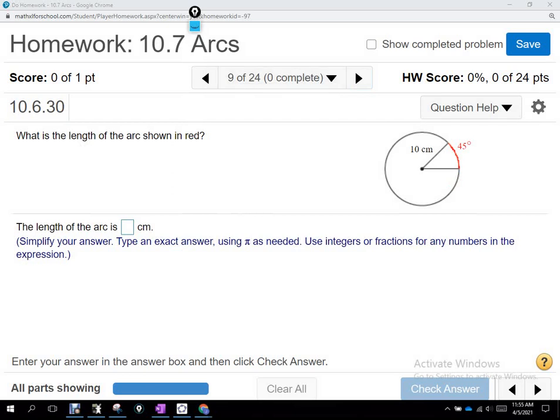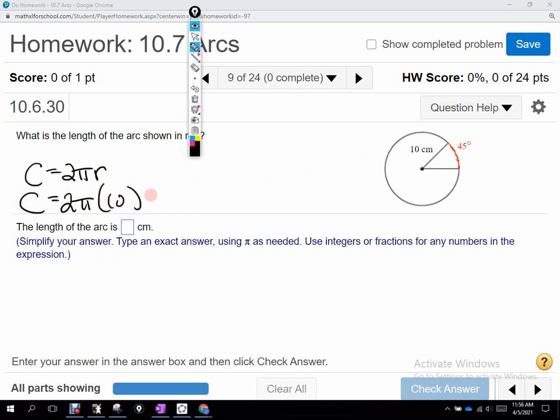What's the formula for finding the arc length? Okay, I need to know. So if I went all the way around, the circumference would be 2 pi r, right? So circumference would be 2 pi times 10, or 20 pi. That's how far I'd travel if I went from here all the way around and got back, right? I'd travel 20 pi centimeters. But I'm not going the entire circle, right?